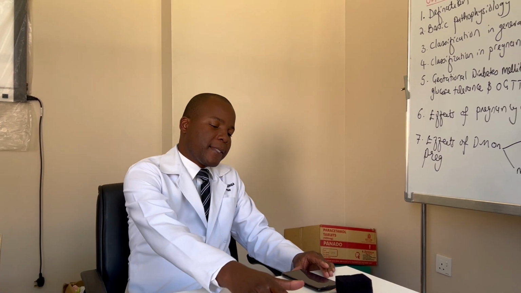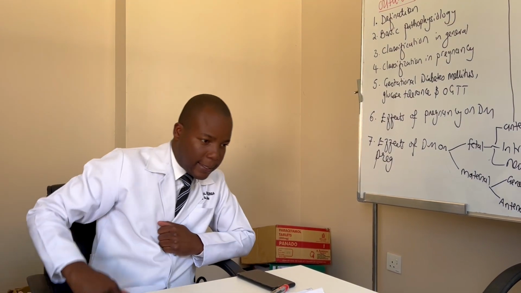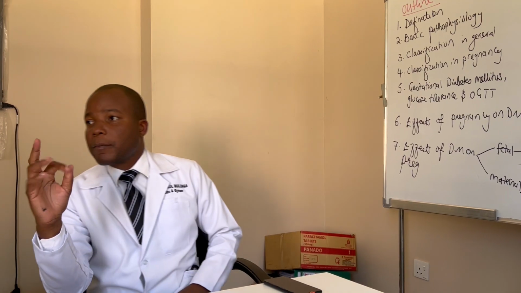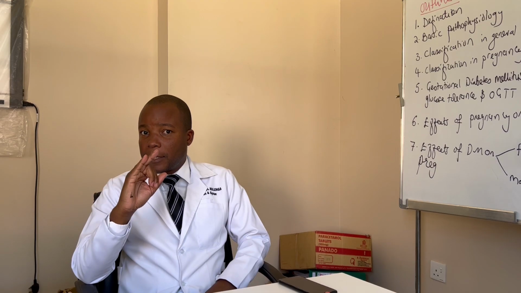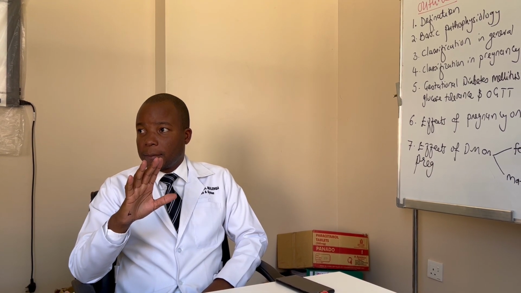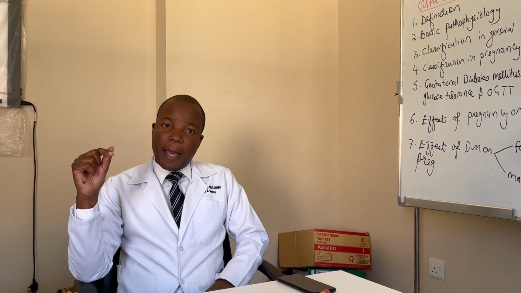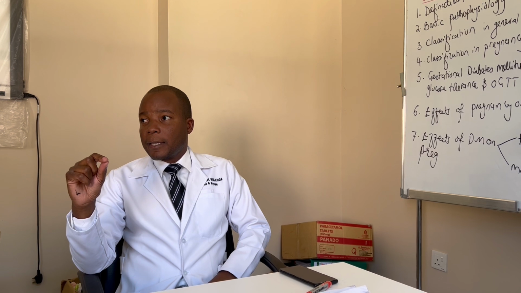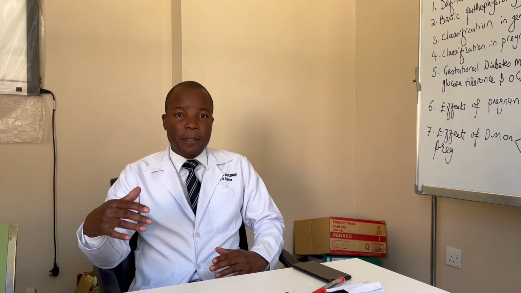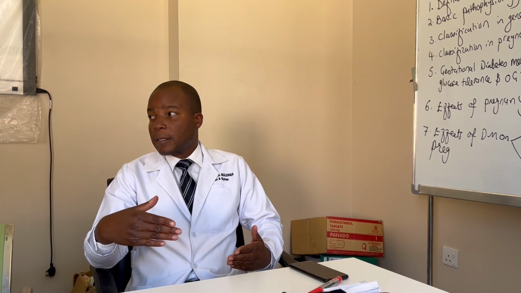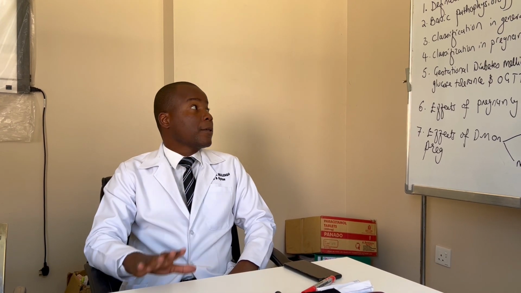Definition, very basic. What is diabetes mellitus? Diabetes mellitus is defined in two ways. It's an endocrine or a metabolic condition in which there is, again, two things: either absolute or relative lack of endogenous insulin. So it could be metabolic, it could be endocrine, whichever direction you are looking at it, in which there is relative lack or absolute lack of endogenous insulin.